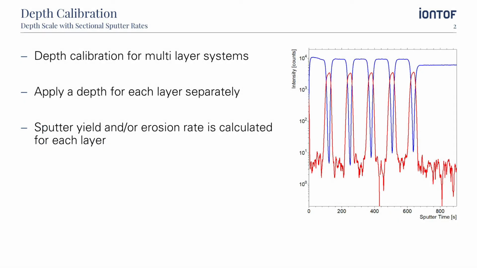Since SurfaceLab 6.8, there is the opportunity to establish a depth scale with sectional sputter rates. In this way, it is possible to do a depth calibration for multi-layer systems by applying the depth scale for each layer individually.